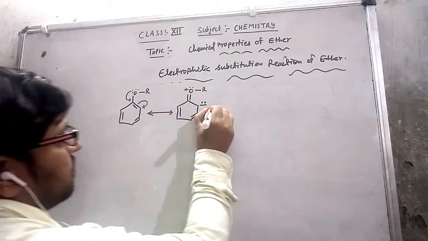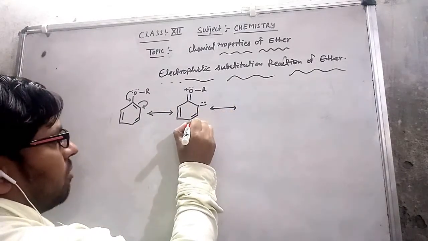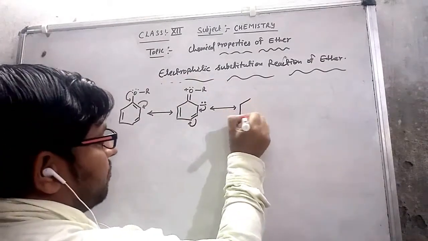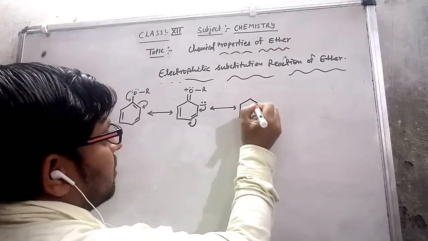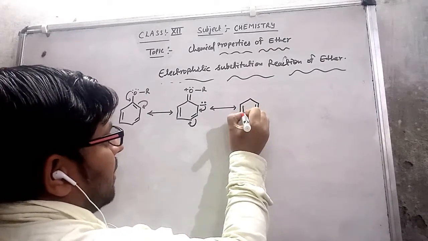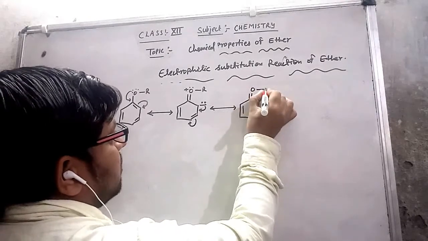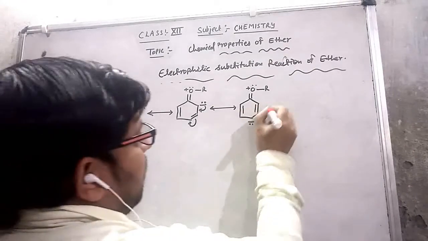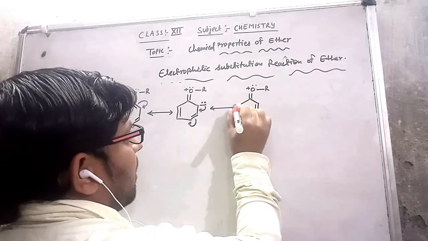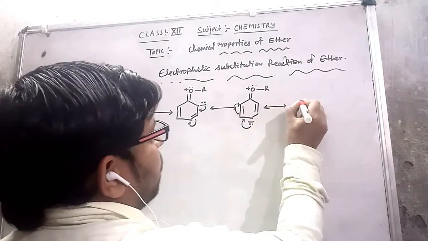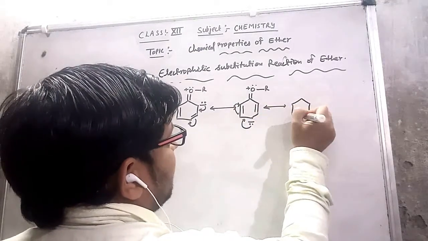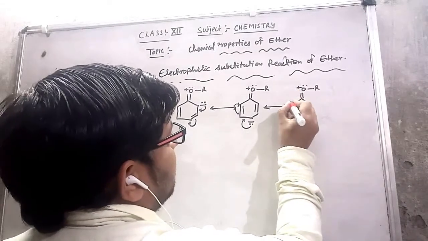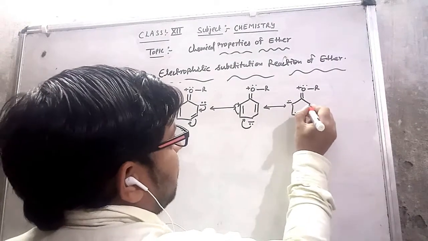Now this bond will be transferred here, so the pi electron will be shifted to this position. So what we are getting here is a double bond to oxygen, a single bond to R, positively charged, and this is the electron. In the next condition, this will be transferred here and this will be given to this place. So if you see, double bond oxygen, single bond R, positive. This is the electron, this is a double bond, this is a double bond.